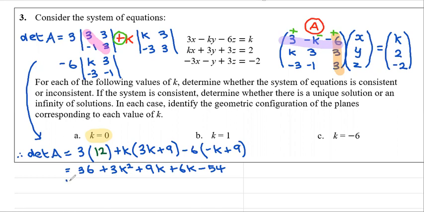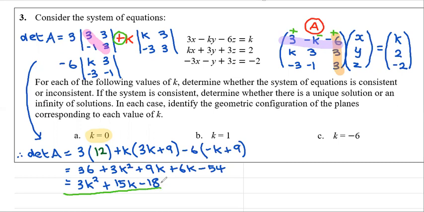Last line here now. So just bringing everything together, we're going to have 3k squared plus, now putting the k's together, we've got 15k altogether, 9 plus 6, and then 36 subtract 54, that's going to be negative 18. All right, so we've got this quadratic expression for the determinant of the matrix A, and obviously k is going to vary in each of these scenarios.